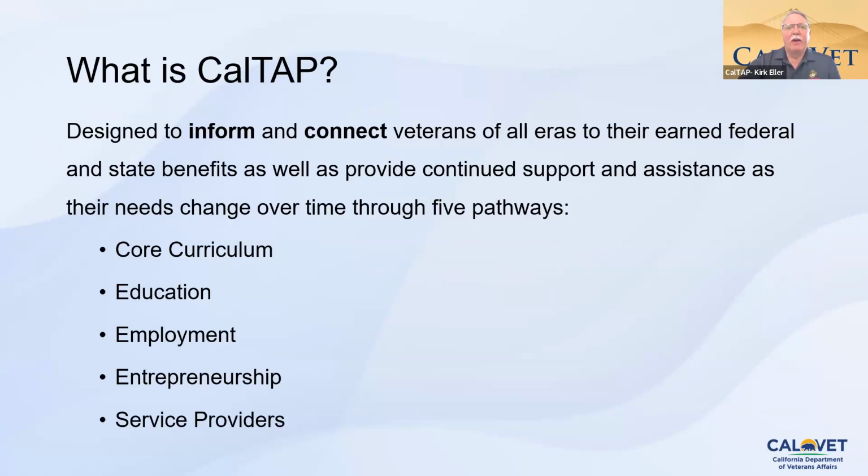CalTAP was designed to connect veterans of all eras to their earned federal and state benefits. We do that through our five pathways, which are the core curriculum, education, employment, entrepreneur, and service providers pathways. Since the pandemic, we've done multiple webinars on each of these pathways. You can go to our YouTube channel and access recorded webinars on all of these. But today we're going to focus on the core curriculum and your California specific benefits, specifically the parks pass and the hunting and fishing passes.